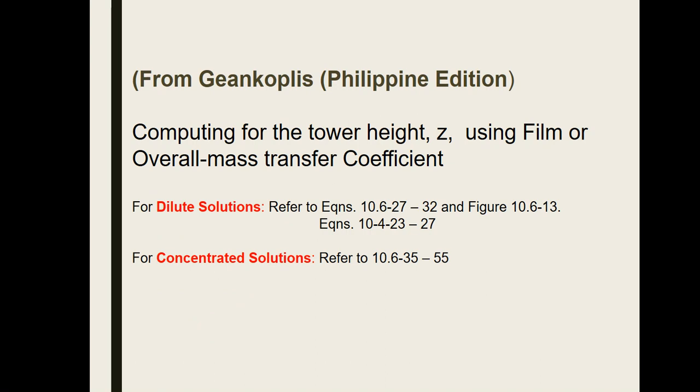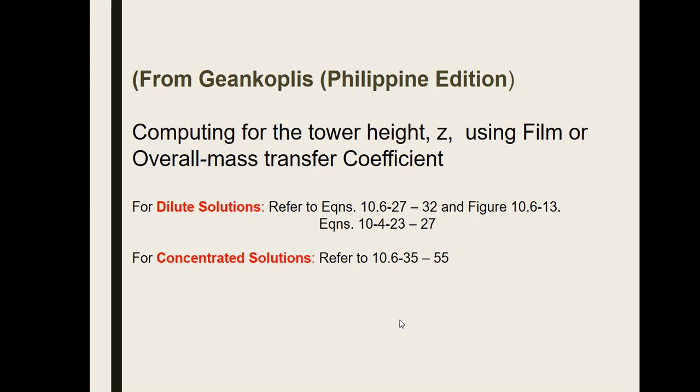Although if the tower is, shall we say, using the overall mass transfer coefficient, or is using the concept of the film coefficient, the mass film coefficients, then Janecoplis gives you the equations here. So equations 10.6, that's 27 to 32, and equation 10.4-23 to 27 also. This is for dilute solutions. For concentrated solutions, we have this equation.